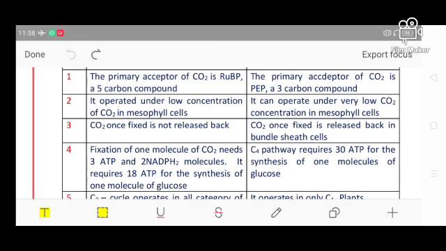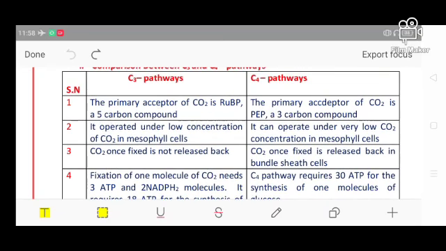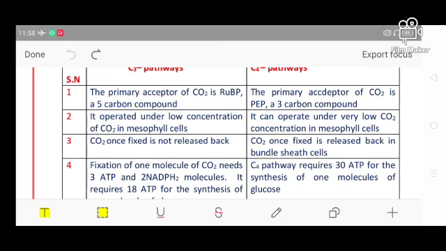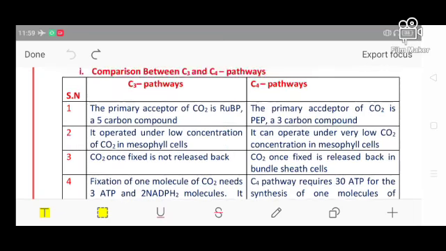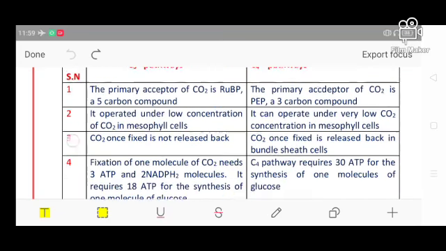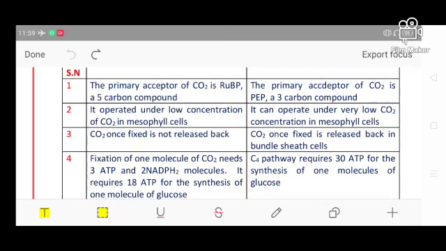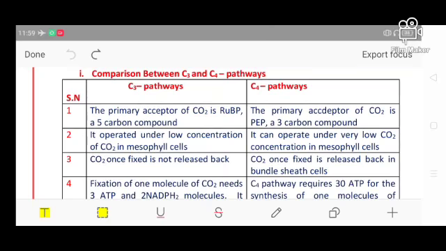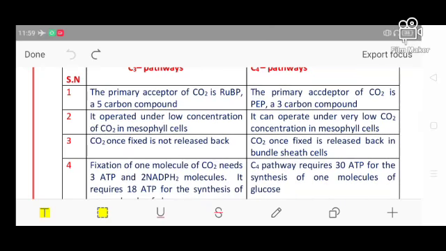After that, the second point: it operates under the concentration of carbon dioxide. The C3 pathway operates under a high concentration of carbon dioxide in the mesophyll cells, and the C4 pathway operates under a very low carbon dioxide concentration in the mesophyll cells. Here there is a mistake. That means the C3 pathway is under a high concentration of carbon dioxide, but C4 is under a very low concentration.